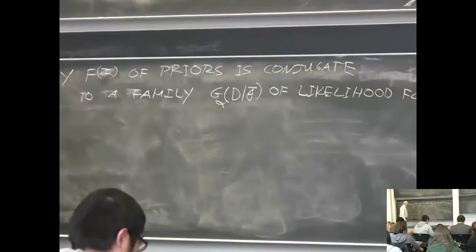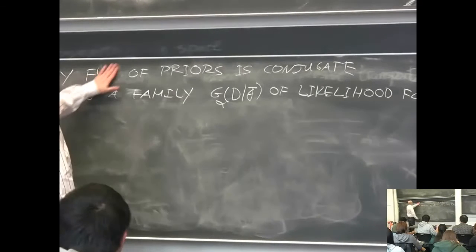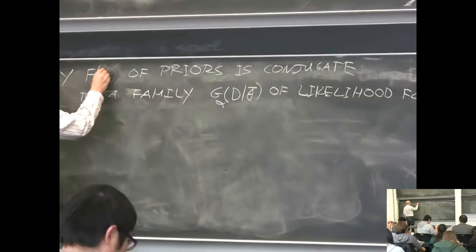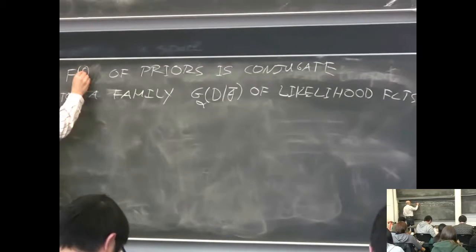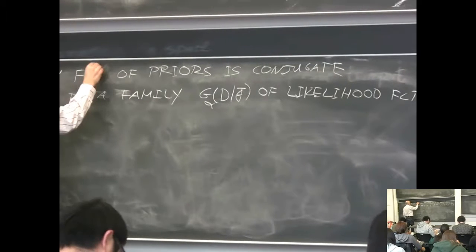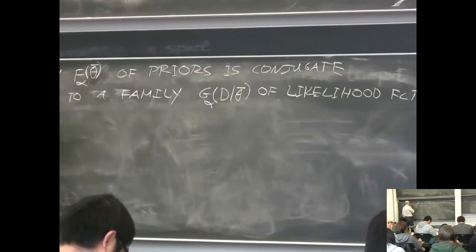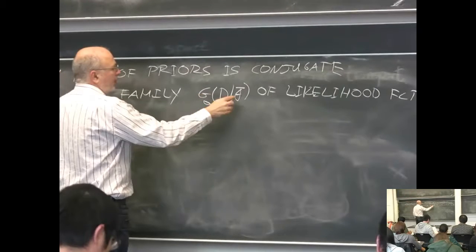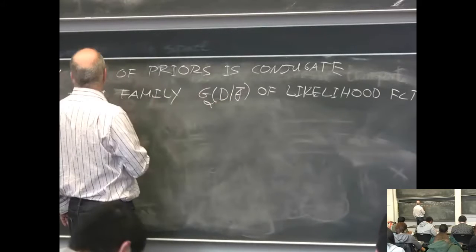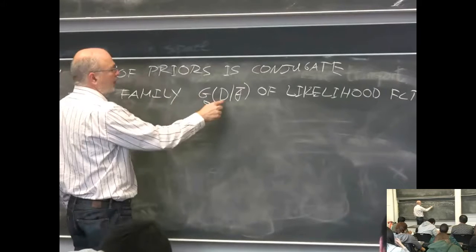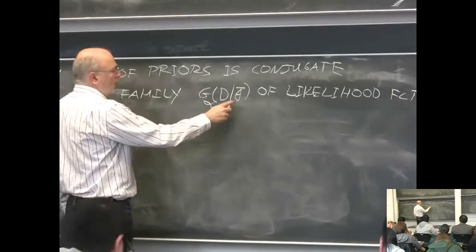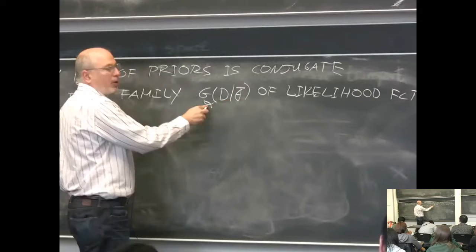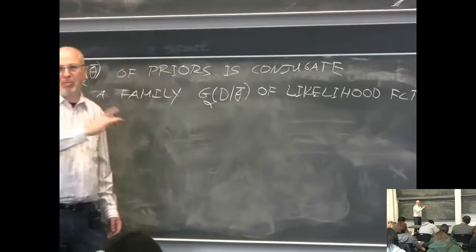So maybe make the notation a little more elaborate. This would be F of theta sub alpha, and this will be G of the data conditioned on alpha and theta. You can put the conditioning here or here, and you'll see people doing it both ways.